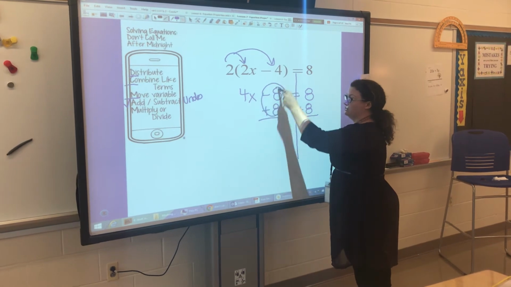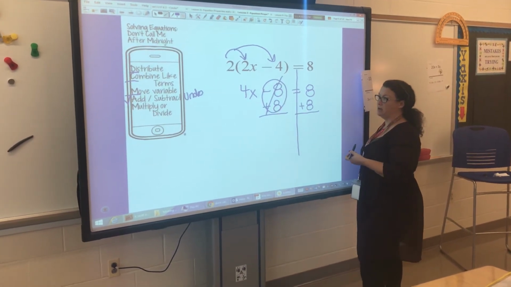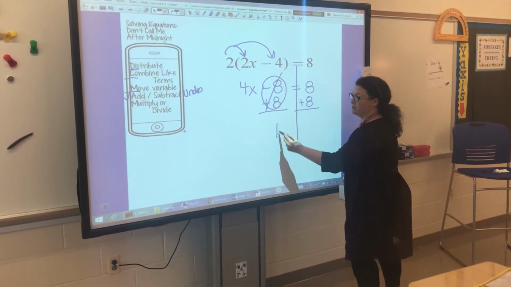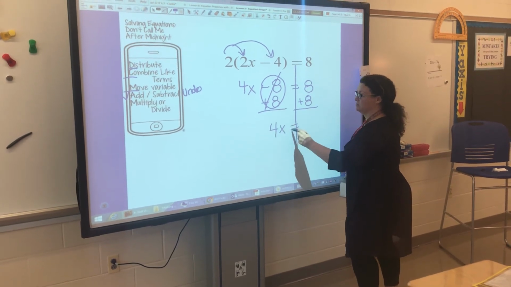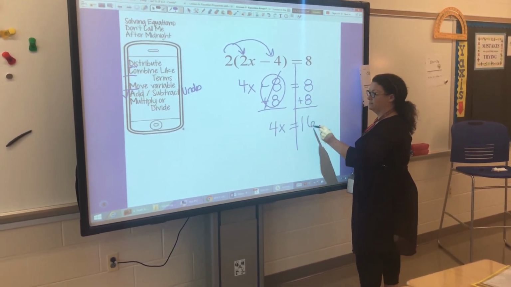This becomes 0. So I like to make my 0 to remind myself. What I have left over here is a 4x. 8 plus 8 is 16.